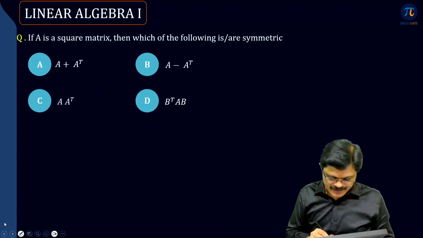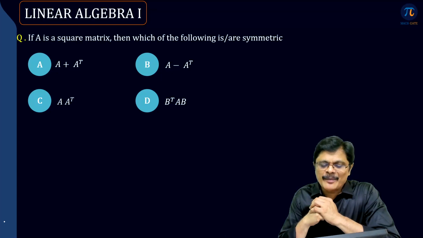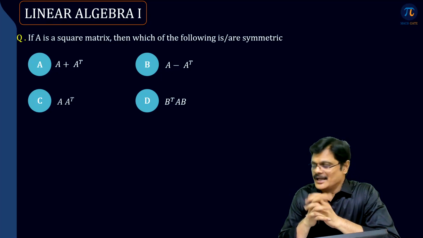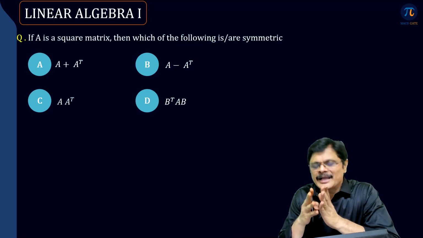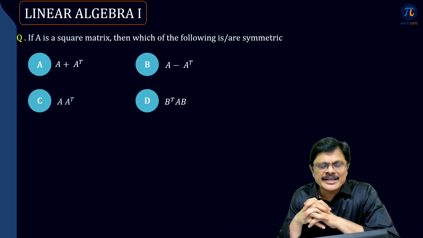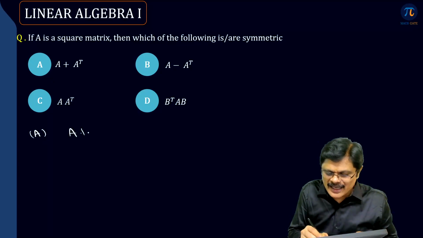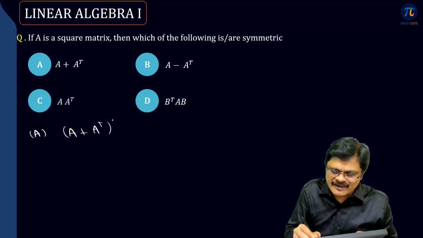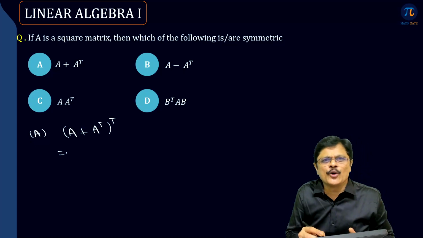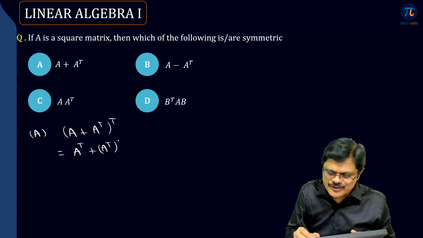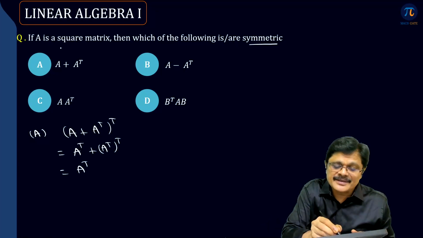Now, if A is a square matrix, then which of the following is symmetric? Whenever they give you a matrix and ask you to verify whether it is symmetric or not, simply take the matrix and apply transpose on that, my dear. And you know (A + B) whole transpose is A transpose plus B transpose.